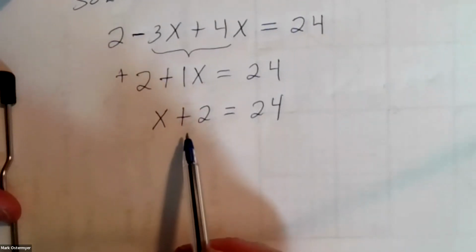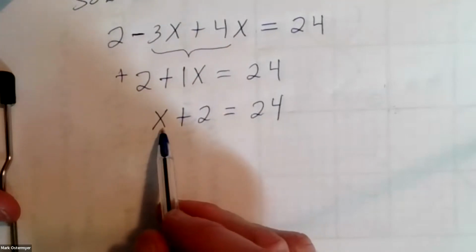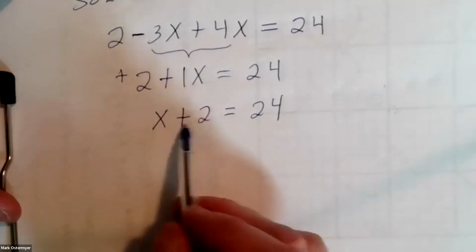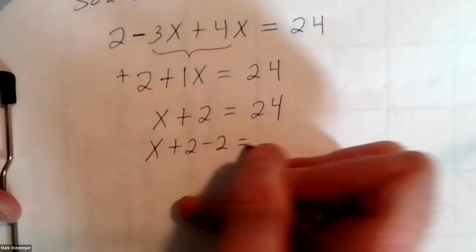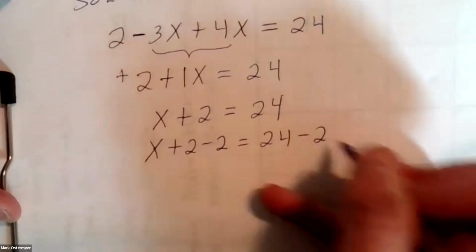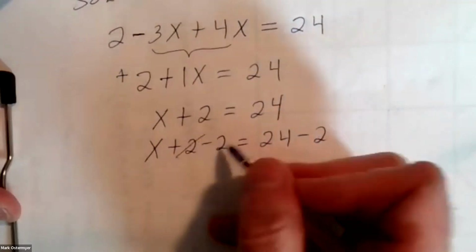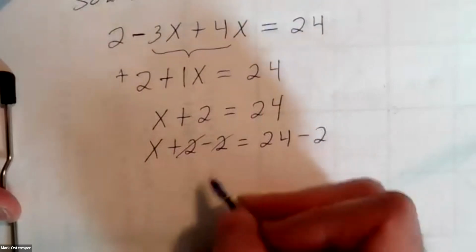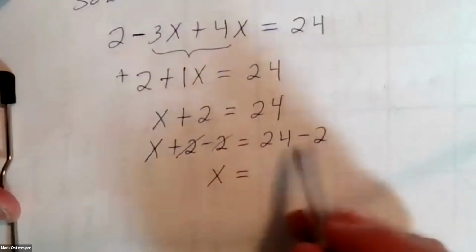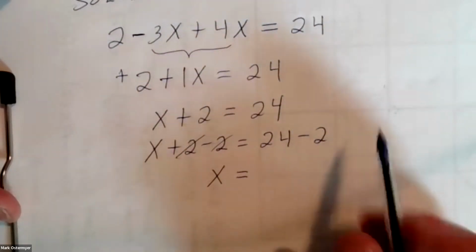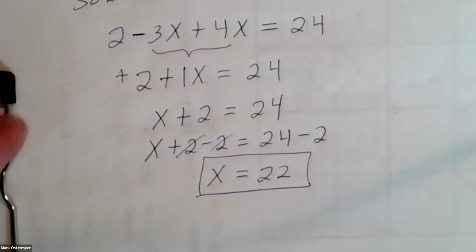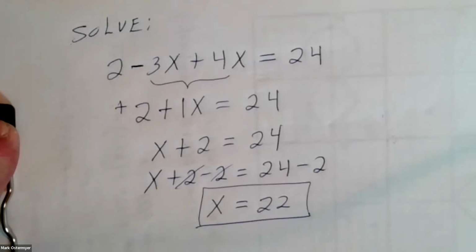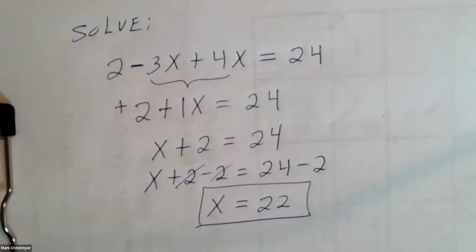Now it's easy to see what we need to do. How do I get x by itself? How do I get rid of this 2 that's being added to x? Subtract. We're going to subtract off 2 now from the left side and from the right side of our equation. The 2's drop out on the left side to 0, leaving you with x plus 0, which is just x. And on the right side, we have our solution. 24 minus 2 is 22. And ladies and gentlemen, we are done. We have solved that equation for x, and x is equal to 22.